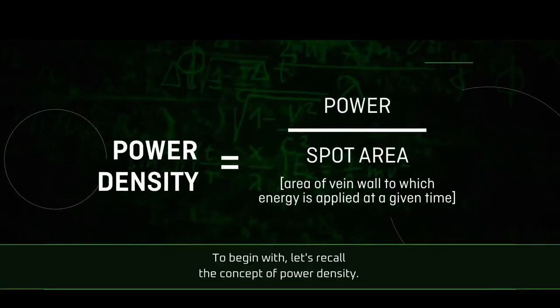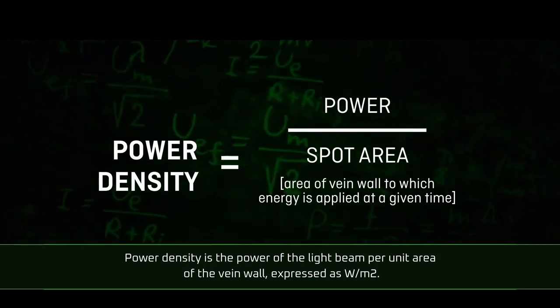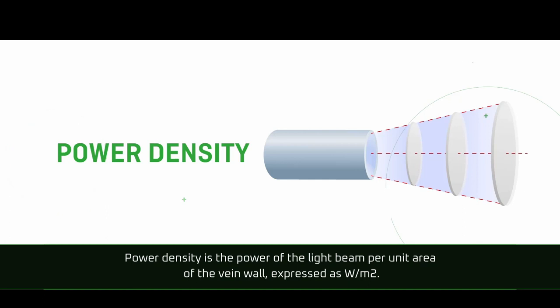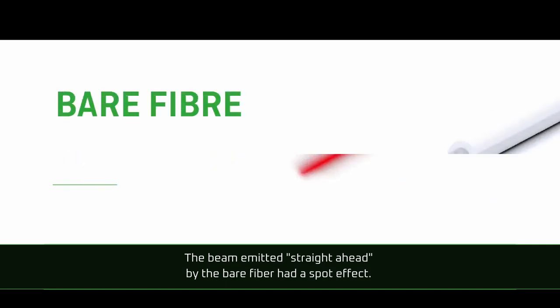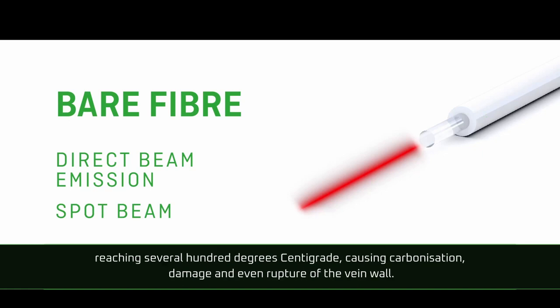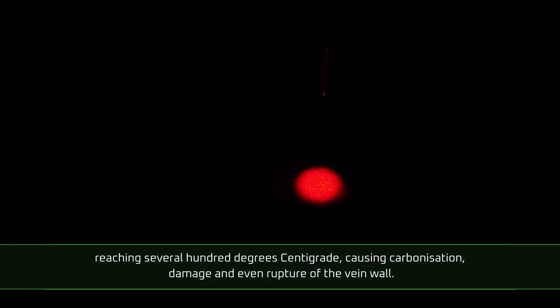To begin with, let's recall the concept of power density. Power density is the power of the light beam per unit area of the vein wall, expressed as W/m². The beam emitted straight ahead by the bare fiber had a spot effect. It heated the tissue in one small place so that the temperature gradient increased rapidly, reaching several hundred degrees centigrade, causing carbonization, damage, and even rupture of the vein wall.